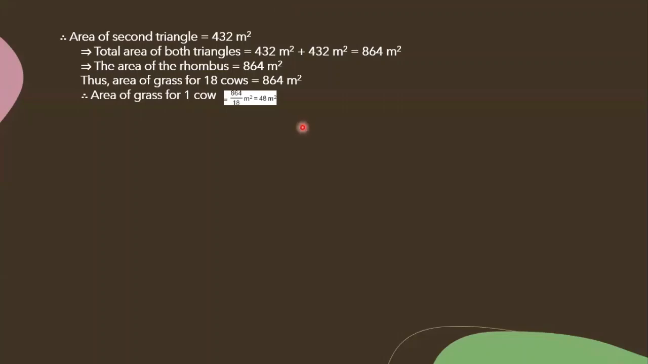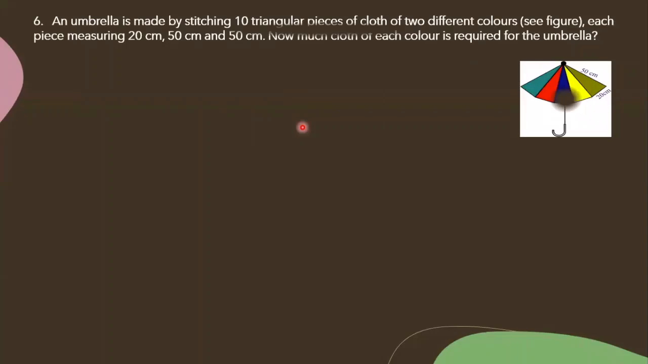What is this, children? Umbrella. Colorful umbrella. Here, an umbrella is made by stitching 10 triangular pieces of cloth of two different colors. So here only one face I'm showing. 5 different colors are there. Same color pieces: light blue, 2 pieces are there. Red, 2 patches are there. Here this blue, 2 pieces. Yellow, 2 pieces. This green has 2 pieces. Am I clear, children?